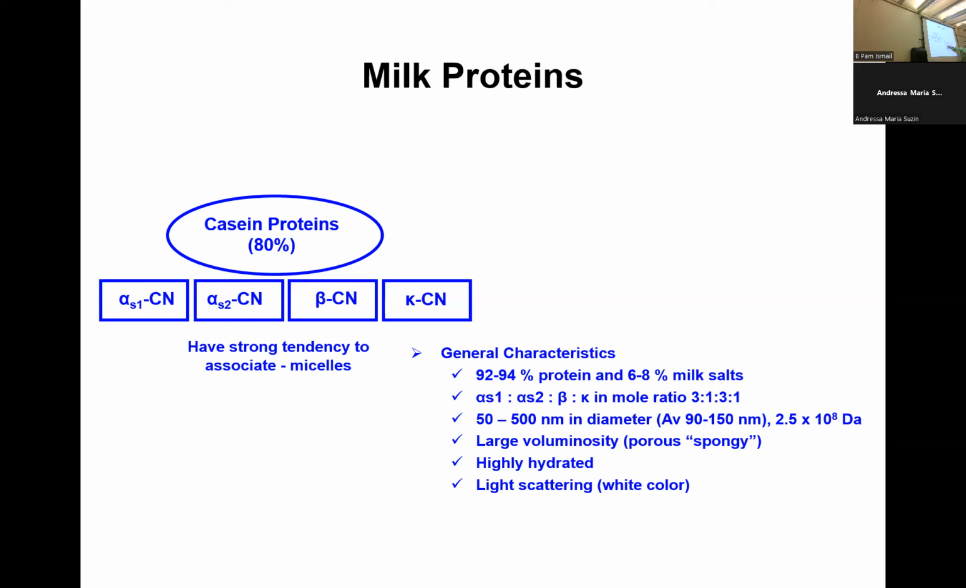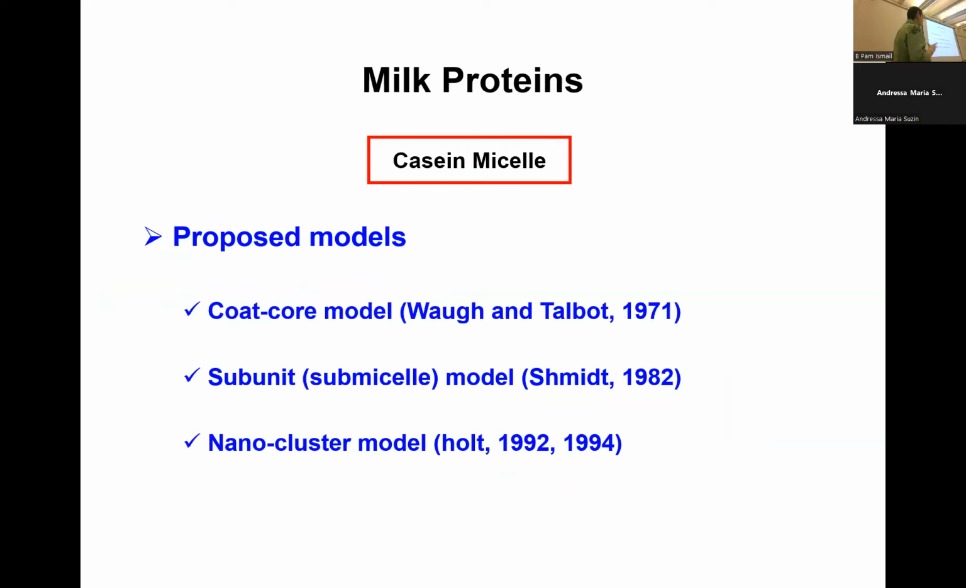Usually the ratio of alpha S1 to alpha S2 to beta to kappa is 3 to 1, 3 to 1. But this is the average, and you can have slight differences depending on the milk. And that's why the range in diameter is quite large, 50 to 500 nanometers, but it really depends a lot on the concentration of the kappa. It's very porous, very hydrated, and light scattering. That means it gives the milk the white color. Remember, cheese is not naturally yellow. The curd is white.